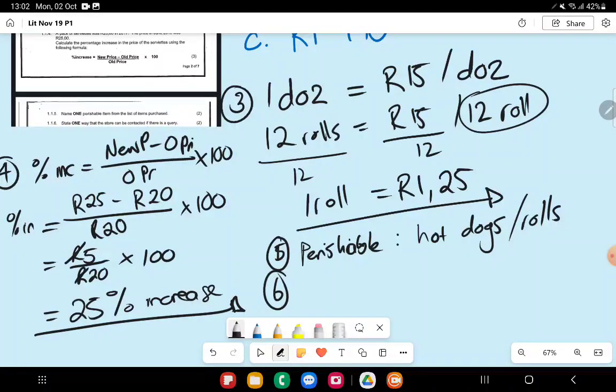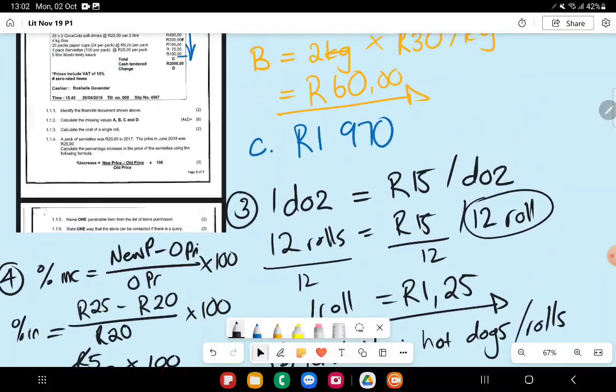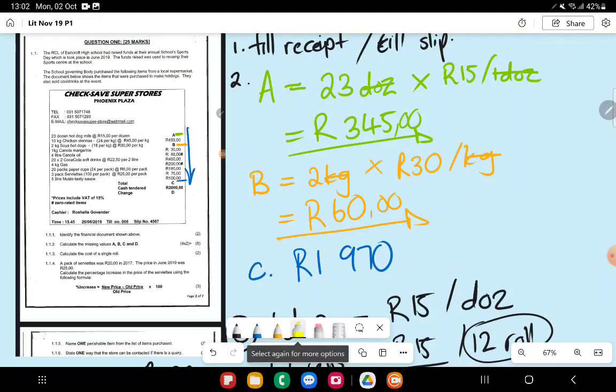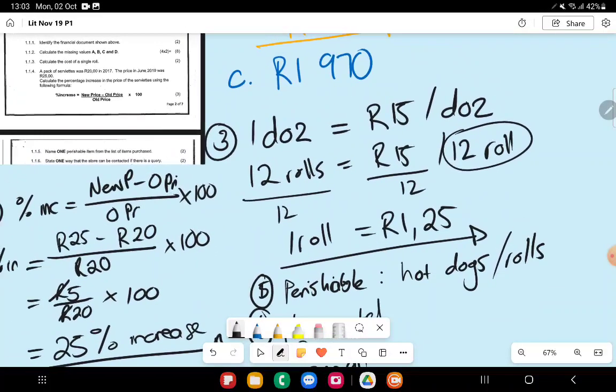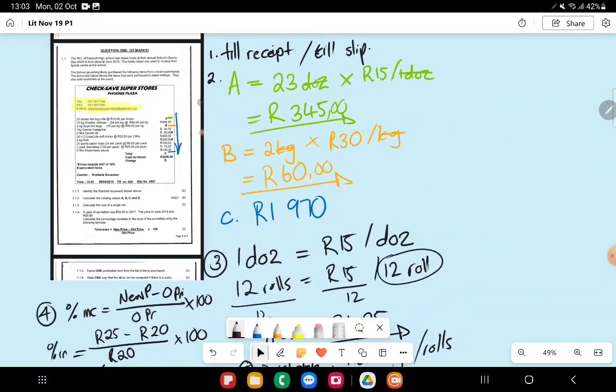Question number 6 says, give one way that the store can be contacted if there's a query. If we look at this receipt, you'll see there's a telephone number, a fax number, and an email address. So there are 3 ways on the till slip. We can phone, we can fax, or we can email. All 3 of those are acceptable. Okay, so this is the answer to question number 1.